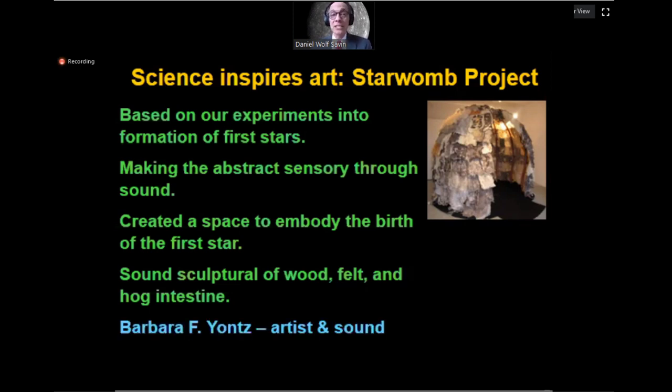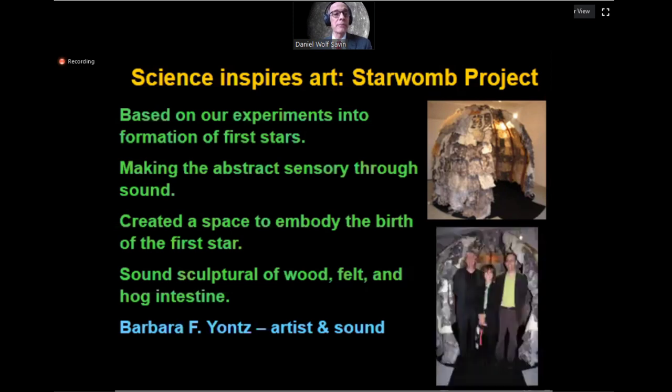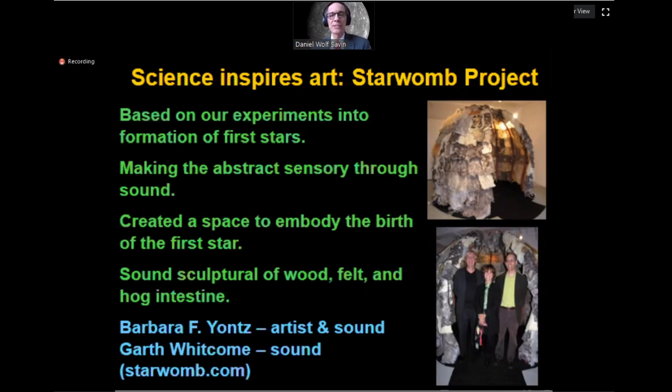So Barbara Jantz is the artist, and she also did the sound. You can see here in this picture between myself and Garth Whitcomb, who worked with her on the sound. If anyone's interested in finding out more, starwomb.com, again, starwomb.com is the website for that.